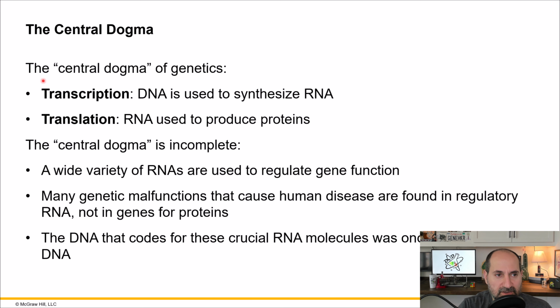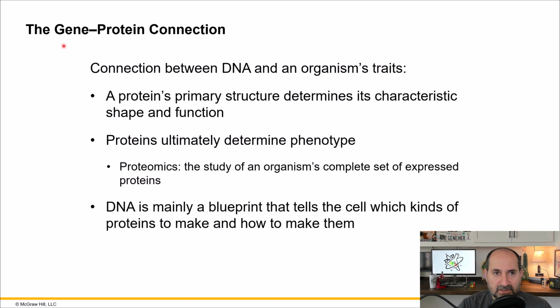Okay, you should know the central dogma of genetics. This refers to information flowing from DNA to RNA and then from RNA to protein. The process of copying a gene from DNA to RNA is called transcription, while the process of reading the RNA message to produce a protein is called translation. And as I mentioned before, there's a gene to protein connection, right?